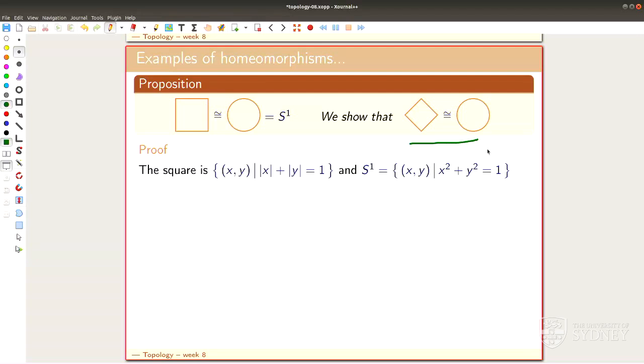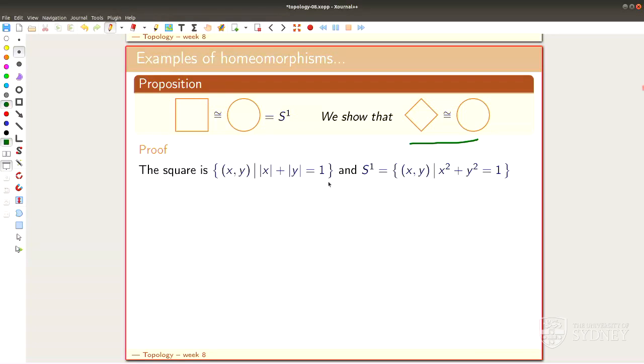But again, the rotation itself is a homeomorphism. It's continuous, and there's an obvious inverse of a rotation. So I just rotate one picture. I could also rotate the circle. If I rotate the circle, not much changes. And here's the map. It's actually pretty simple.